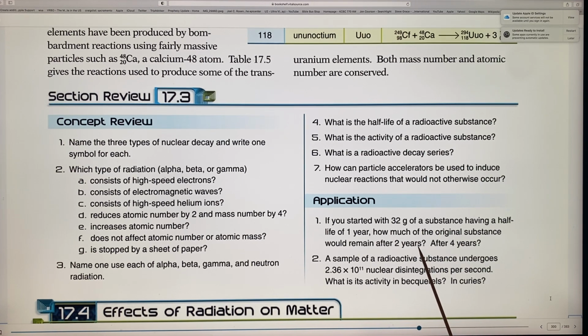I'm sorry. Let's start again. Go through it so I can make sure I have it right. You have 32 grams that are going to be halved every year. After 1 year, half of it is 16. After 2 years, half of 16 is 8. After 3 years, half of 8 is 4. After 4 years, half of 4 is 2. Okay, we're going to stop there.